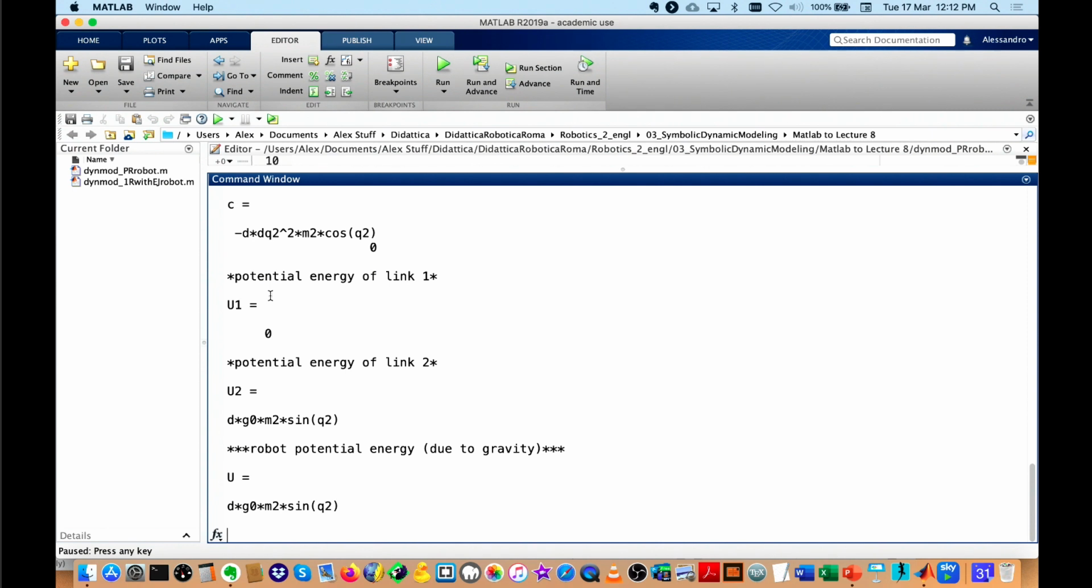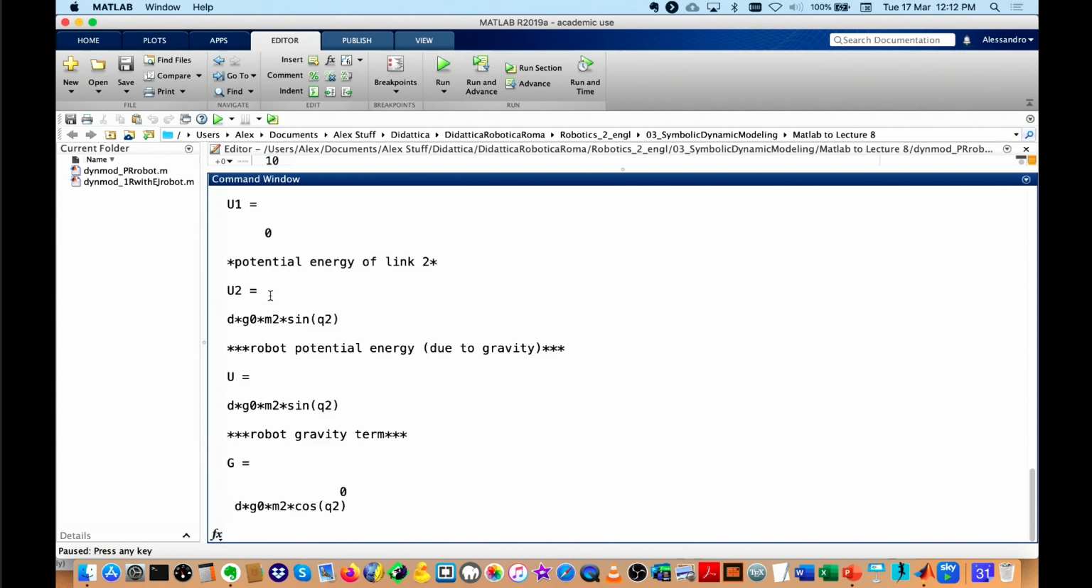Then we compute the total potential energy, which is given only by this, and we take the gradient of this term. This term does not depend in this case on q1. Pay attention: in general, it depends. It's only because q1 moves the first link horizontally, so it doesn't change the potential energy. So it's only a function of q2 when we take the gradient. The derivative with respect to q1 is 0. The second term in the vector g is non-zero and gives rise to the gravity term.